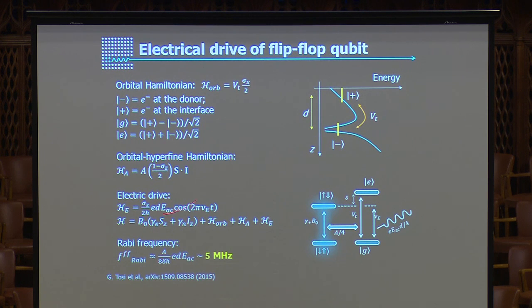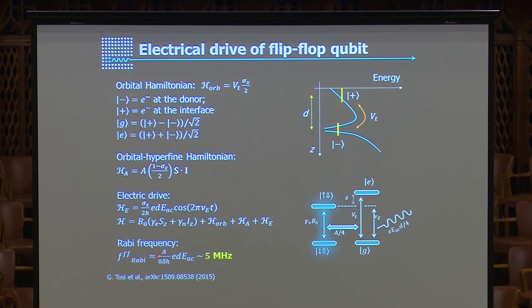So let's see how it works. The proper quantum mechanical way to treat this is to treat the charge state as a charge qubit. So you can set a charge qubit basis, which is electron at the donor, electron at the interface. Those are the two basis states. And then there is a tunnel coupling in the charge qubit Hamiltonian, and then a detuning. And so then you write the hyperfine interaction as a function of the operator, the Pauli matrix sigma, that describes the charge qubit. And then you introduce an electric drive, so a time-dependent Hamiltonian, E_AC cosine of some frequency.